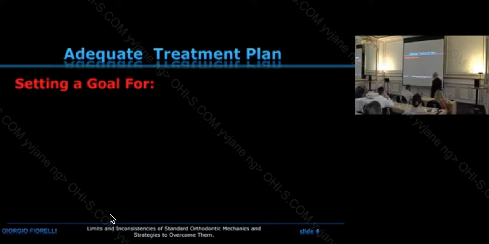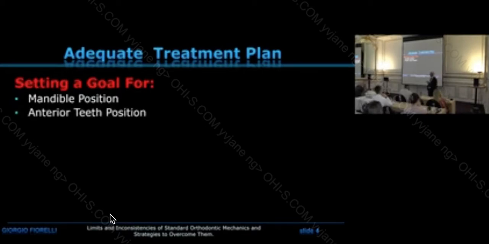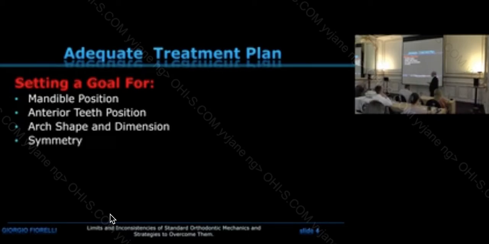The treatment plan. Well, I was trained when I was young by Professor Melsen that we have to have a very clear goal in our treatment. So we have to set a goal for many things: mandible position, anterior teeth position, the arch shape and dimension. So we should see that and decide, for example, the intermolar and interpremolar transversal dimension.